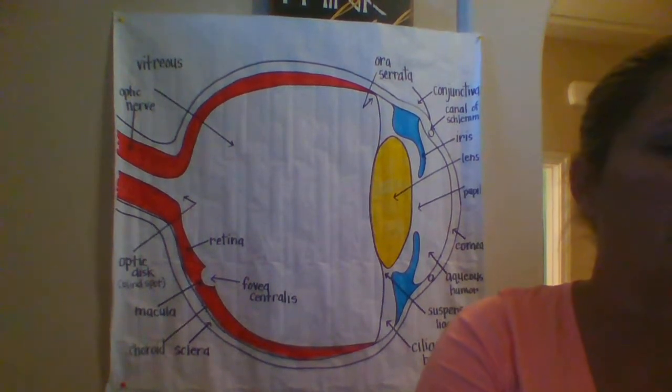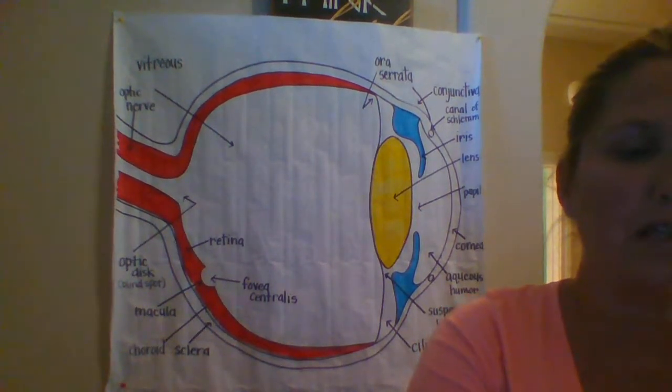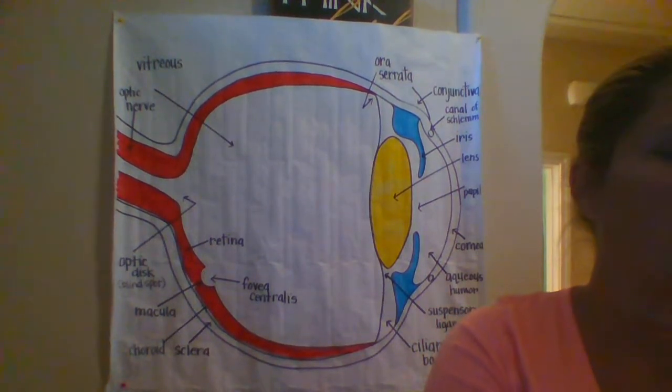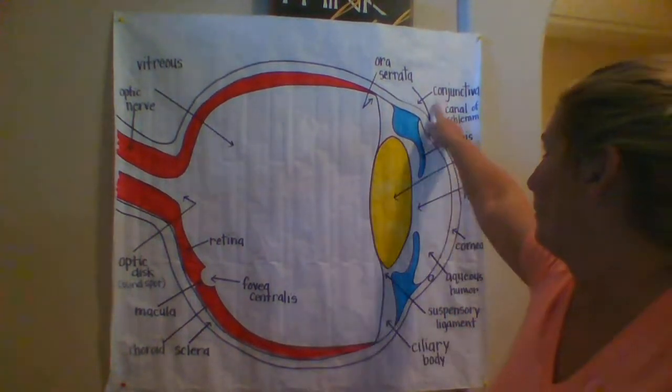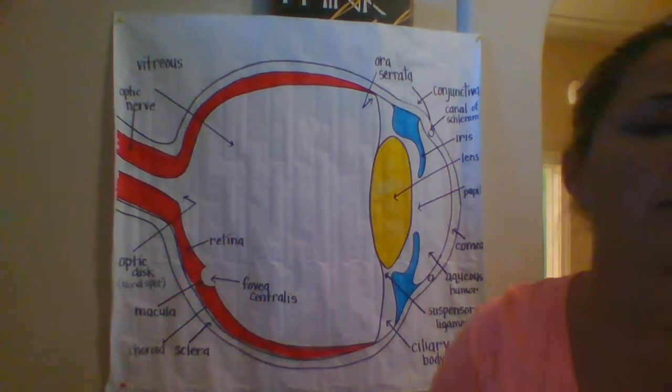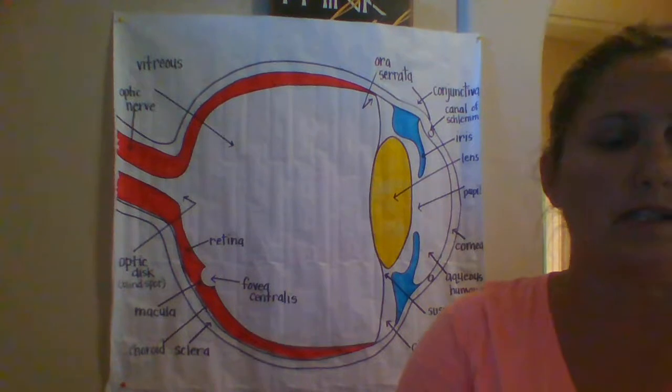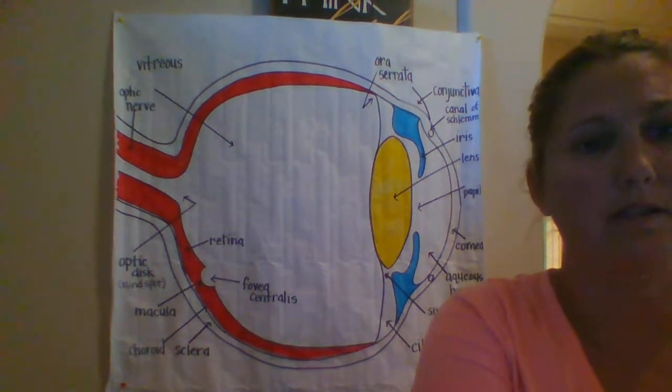Suspensory ligaments of the lens is a series of fibers that connect the ciliary body to the lens. Conjunctiva. That is the transparent mucous membrane that lines the inner surfaces of the eyelids and the sclera.